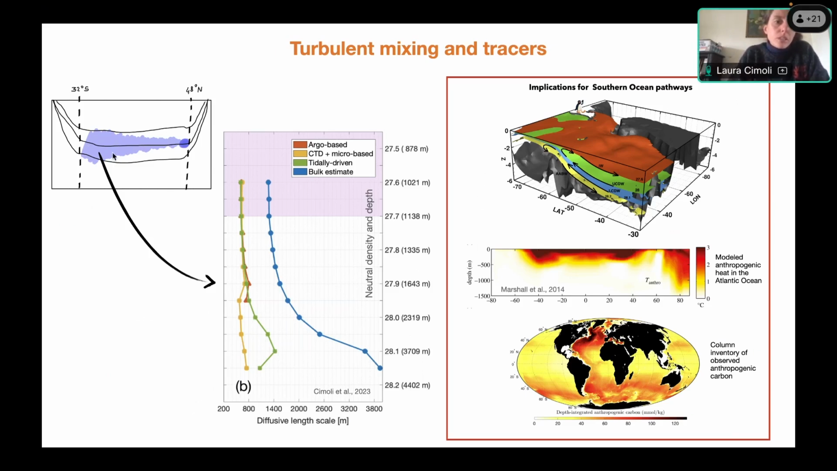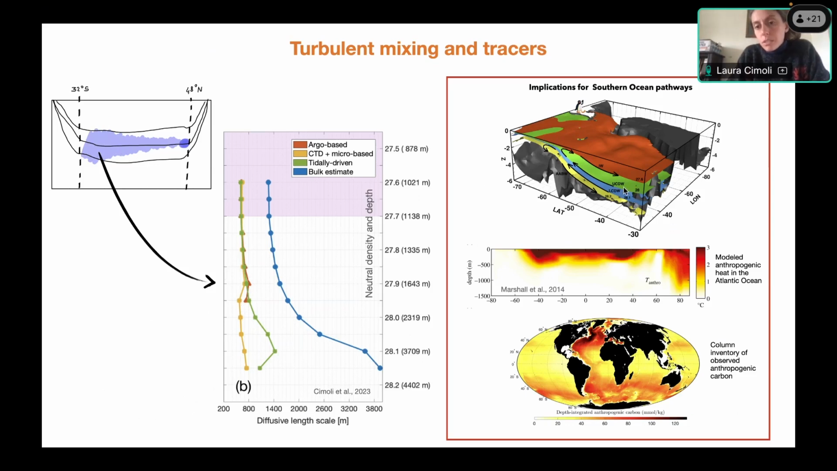We calculated these diffusive length scales using different observation-based mixing estimates, which is what is shown here. The main point is that this diffusive length scale can be very large, of the order of hundreds of meters up to 1 kilometer. So it is a significant displacement. This is important because mixing can exchange tracers across different water masses, but it can also change where the tracer will upwell in the Southern Ocean.